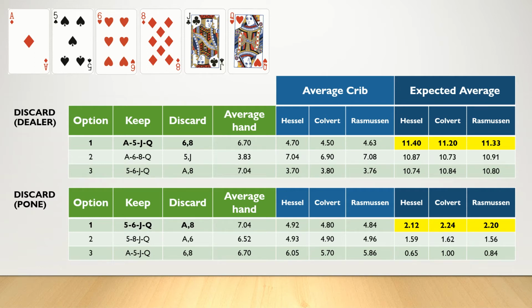Why is it subtracted? Because the dealer gets to count the crib, and because expected average is the net result, we subtract the average crib value, not add. So we have 6-8 as the best discard as dealer, and Ace-8 is the best discard as the non-dealer.